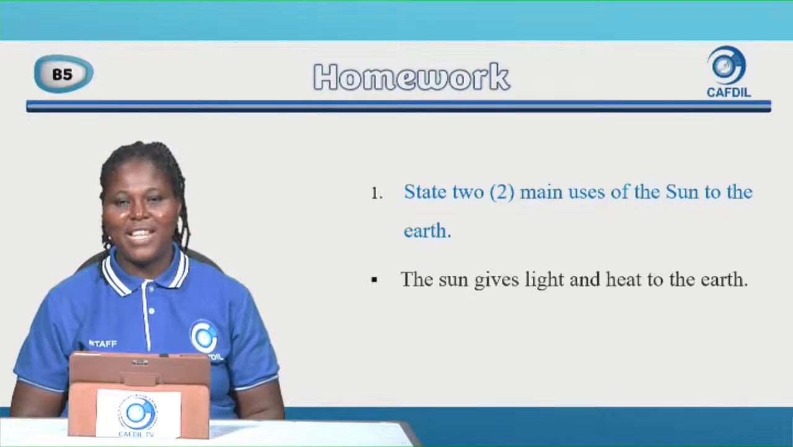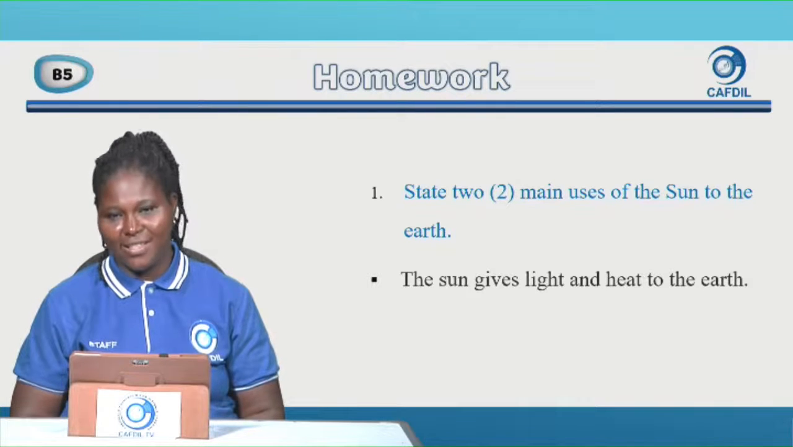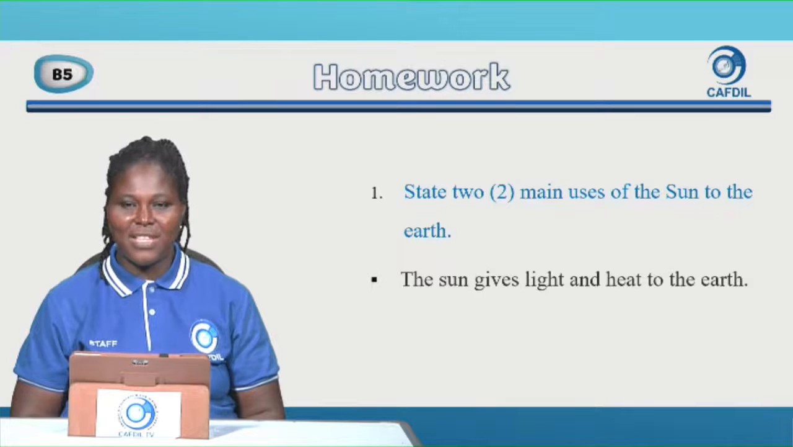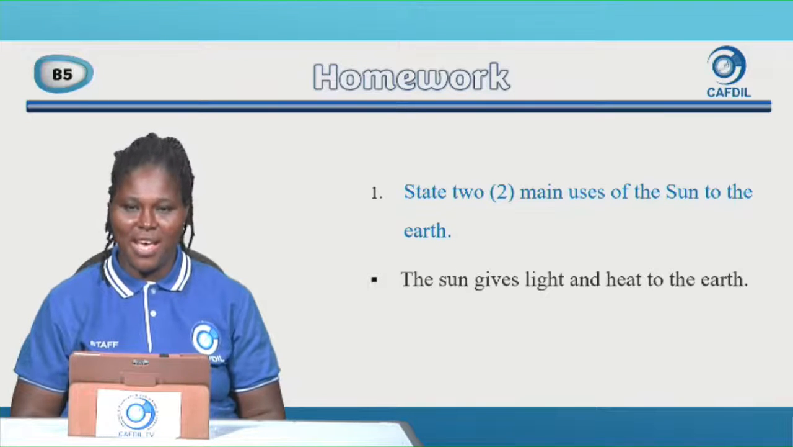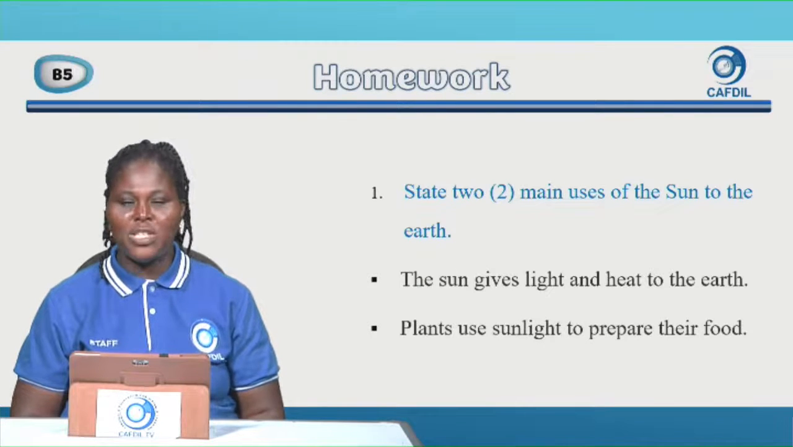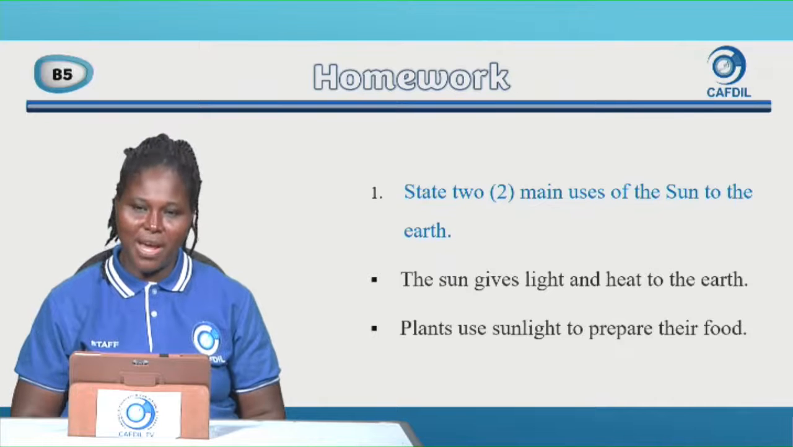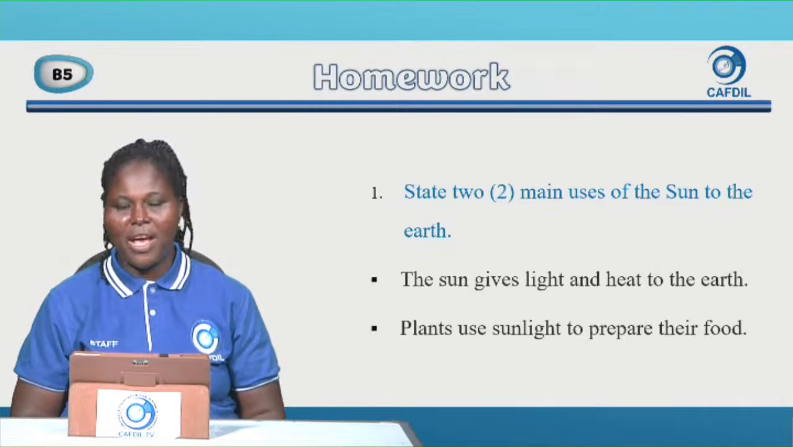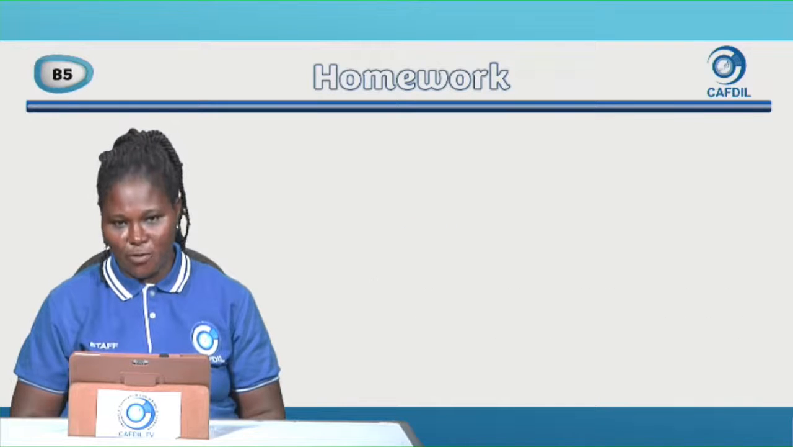1. The sun gives light and heat to the earth. 2. Plants use sunlight to prepare their food.